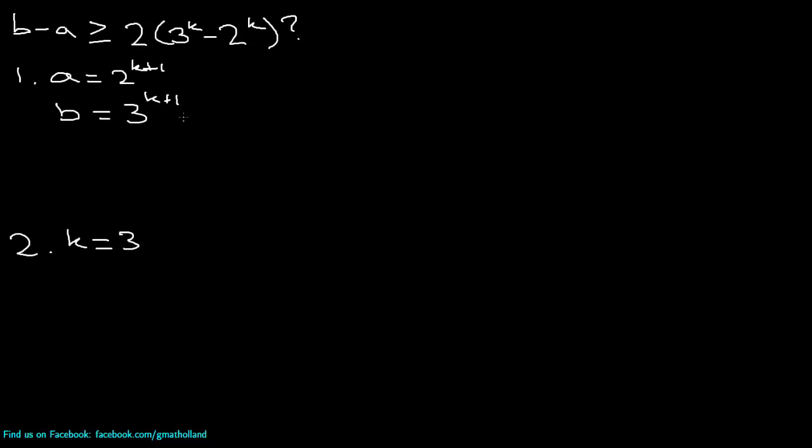If we start off with only looking at the first piece of information, we can substitute the b and a values that we've been given into the left-hand side of our original question. So on the left-hand side I will now get 3 to the power of k plus 1 minus 2 to the power of k plus 1, and the right-hand side will remain the same.